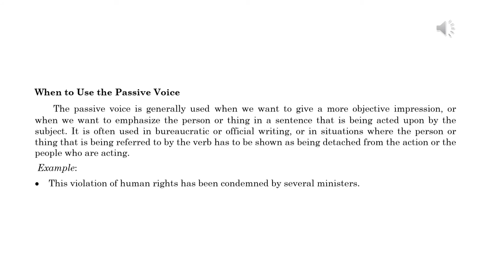When to use the passive voice. The passive voice is generally used when we want to give a more objective impression, or when we want to emphasize the person or thing in a sentence that is being acted upon by the subject. It is often used in bureaucratic or official writing, or in situations where the person or thing that is being referred to by the verb has to be shown as being detached from the action or the people who are acting. Example: this violation of human rights has been condemned by several ministers.